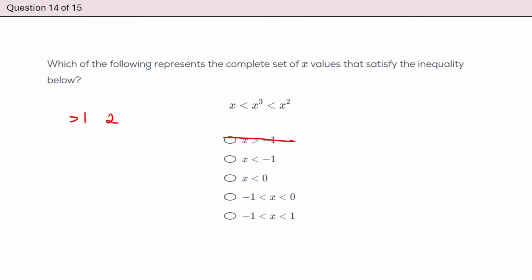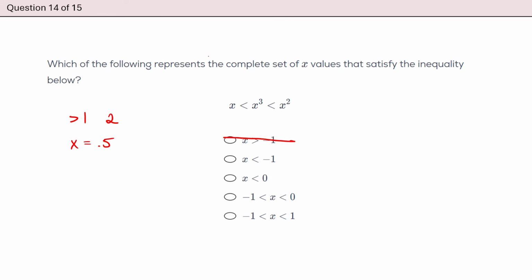Not super helpful. I got rid of one of them, right? It's not too bad. Okay. What if x is, let's say, equal to 0.5? So x is equal to 0.5, which is a positive number greater than 0 but less than 1.